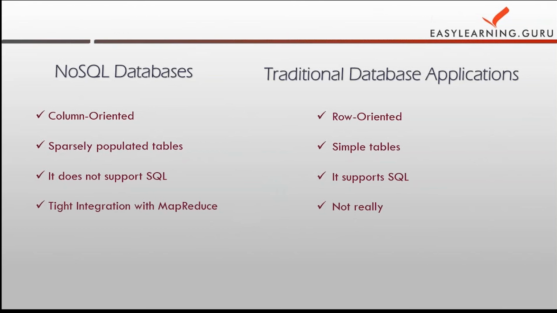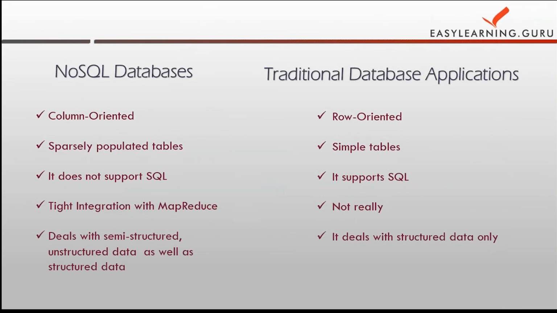The next difference between a NoSQL database and a traditional database application is that a NoSQL database has tight integration with MapReduce. Tight integration with MapReduce means we can extend database functionality by integrating MapReduce with it. But in the case of a traditional database application, tight integration with MapReduce is not provided.